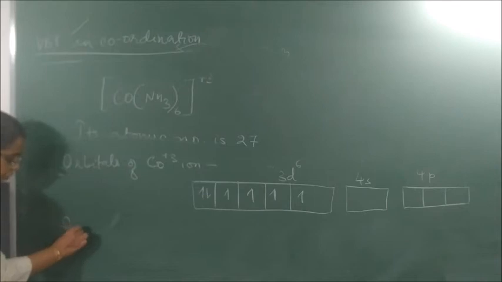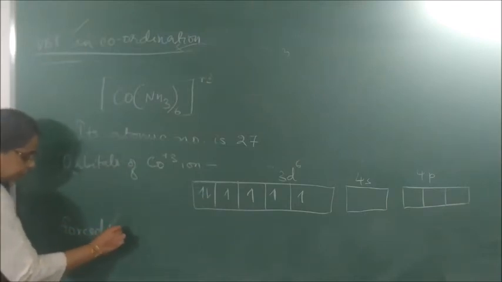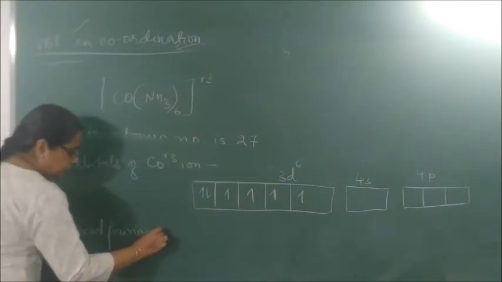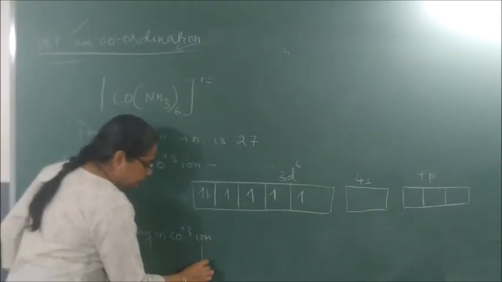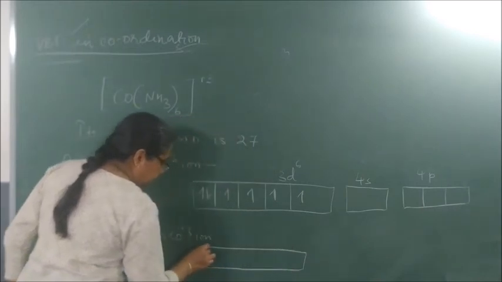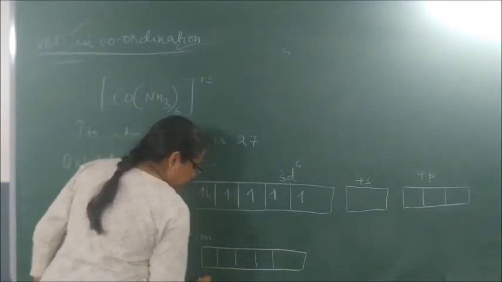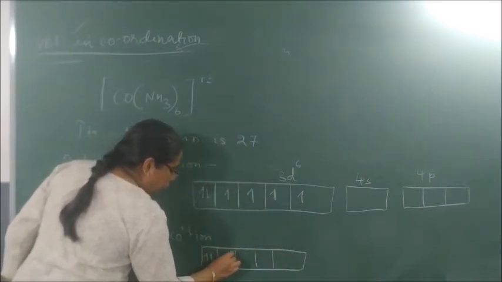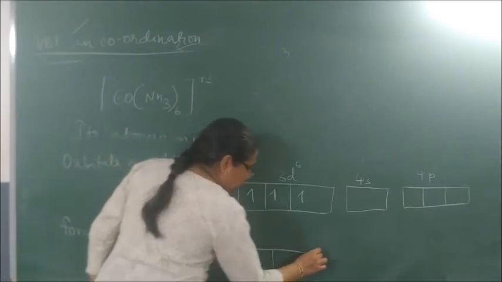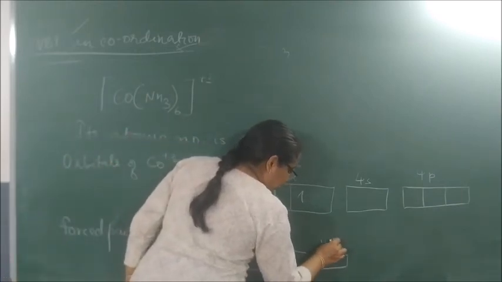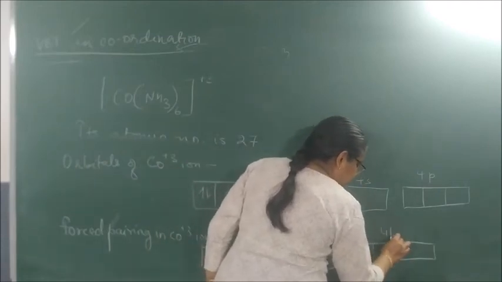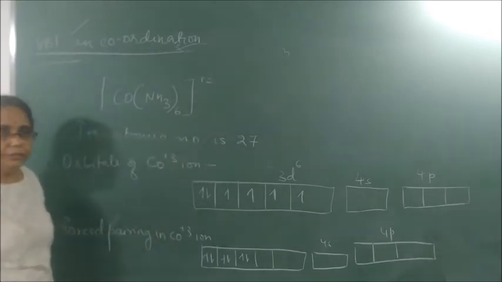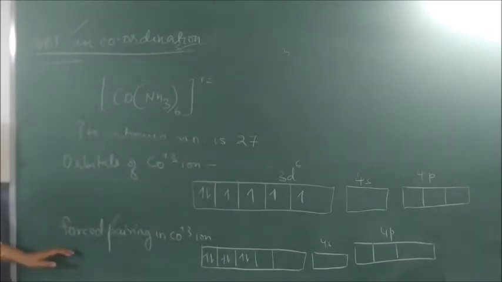Write: forced pairing in Co3+ ion. 1, 2, 3, 4, 5, 6. Then you have 4s and you have 4p. Correct? Forced pairing in Co3+.